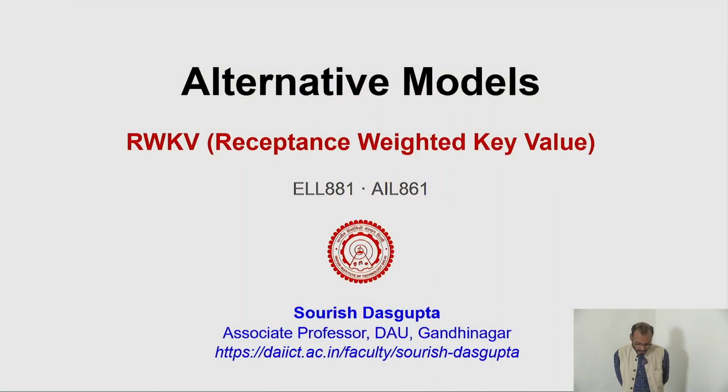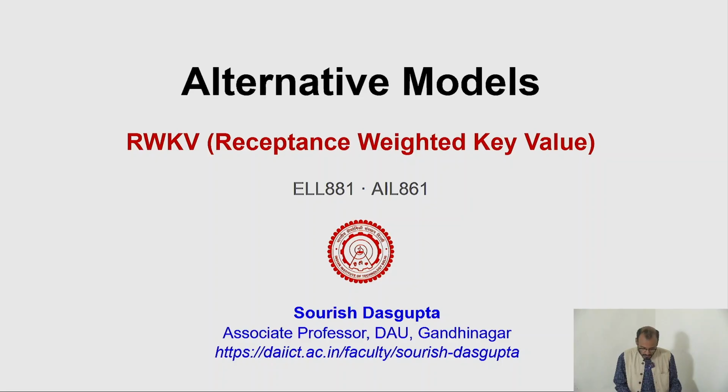Today is going to be one of those 4 lectures on alternative models. So it's the first lecture, and I'm going to bring your attention to this very interesting model called, it's pronounced RWKV, the full form being Receptance Weighted Key Value, right? And we will show throughout this discussion how this model differs from the traditional transformer-based models, including the modern LLMs that are based on transformer-based decoders.